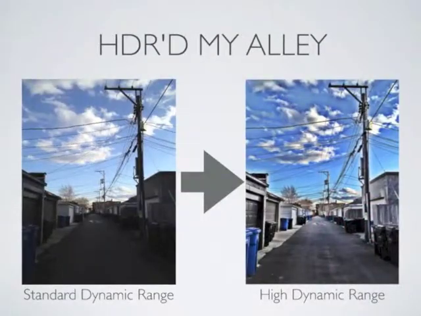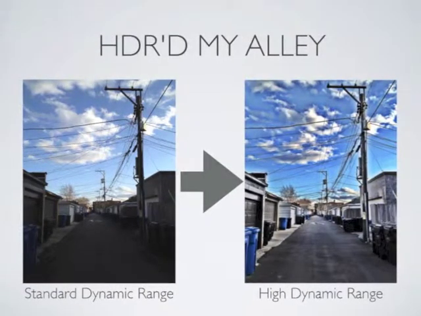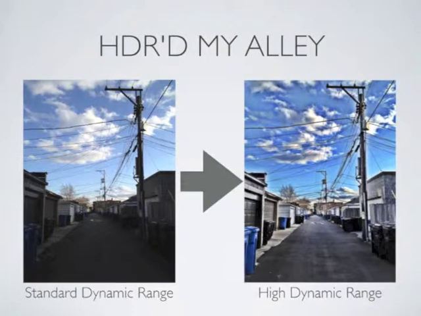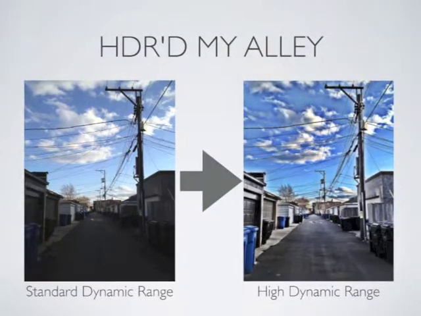Here is a photo I took of my alley. I HDR'd it on my iPhone. So you have standard dynamic range and converting it to high dynamic range. You'll notice the contrast and the colors are richer.